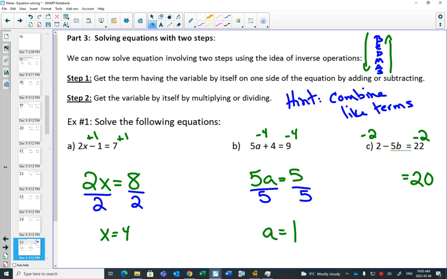Everybody's okay with the 20 on this side. Sometimes mistakes are made with negatives on this side. On the left-hand side, do you see that 2 and minus 2? That'll be 0. But we would still be left with a minus 5b. That negative in front of the 5 would stay with that 5. And now, to get the b by itself, we would have to divide by negative 5. And my answer for b is -4.